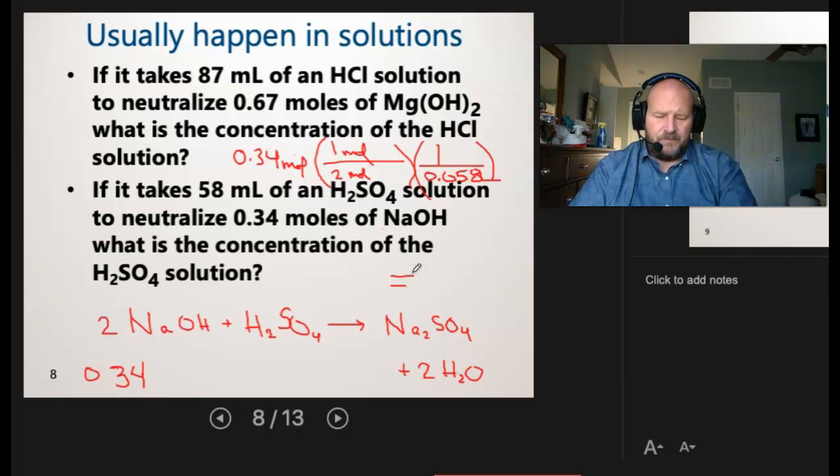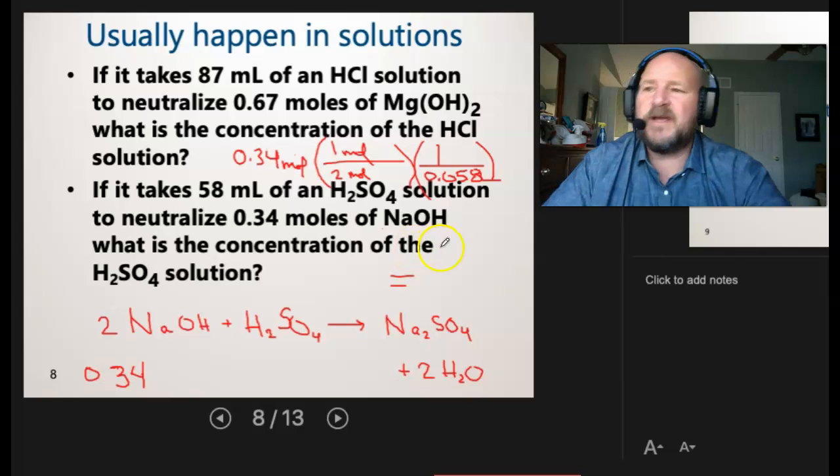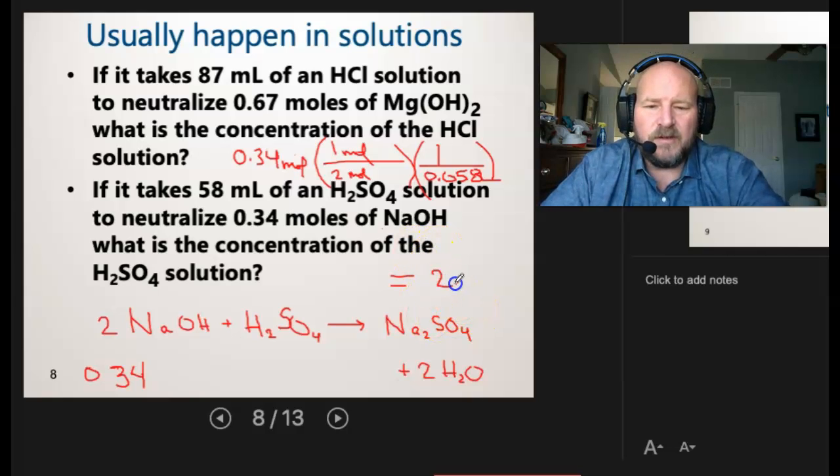I'm going to take 0.34, divide by 2, divide by 0.058, and we get 2.9 molar. And that is to 2 sig figs. That will be our final answer.